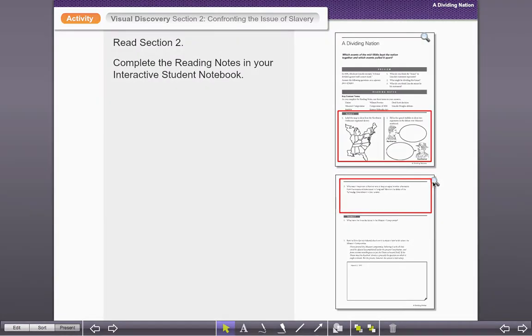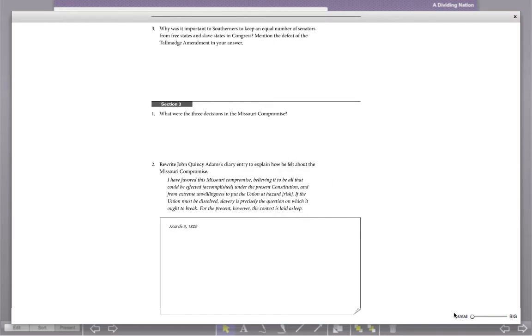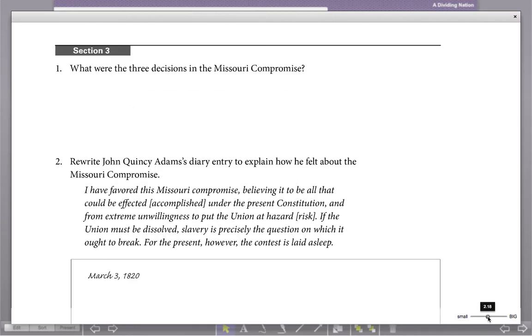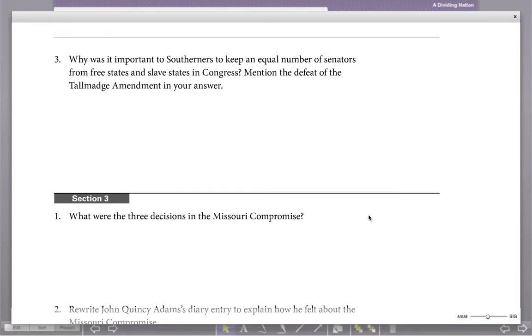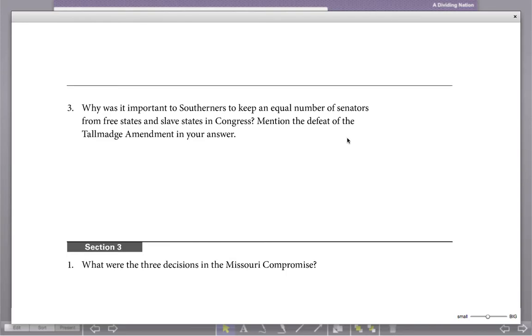And then on your next page, don't forget to answer this one. Let me zoom in a little bit so we know what we're talking about. We're still in section 2, so let me drag this down, and there's a question up here. Why was it important to Southerners to keep an equal number of senators from free states and slave states in Congress? So why was it important to these people to say, okay, we have to have an equal number of senators from free states and slave states in Congress?